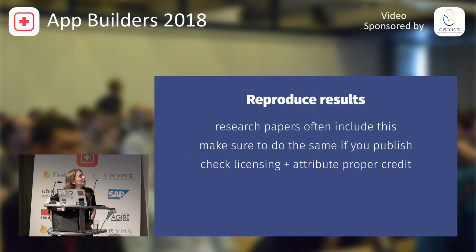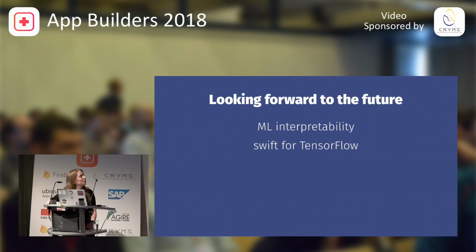Yeah, so reproduce the results and do the same thing if you publish, whether you publish a paper or you just work on something in your app and then write a blog post. It's really nice if you list all the details to reproduce it so that everybody can work off of each other's previous work. And as with anything, make sure you check the licensing and attribute proper credit.